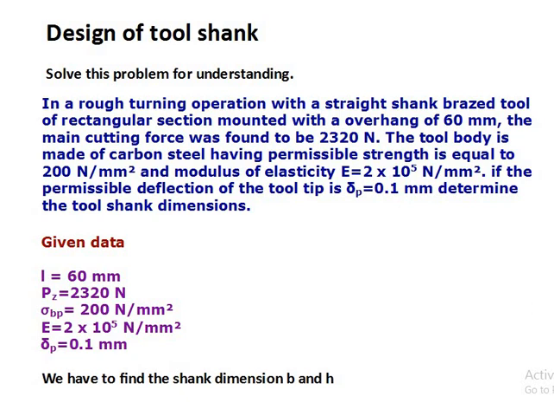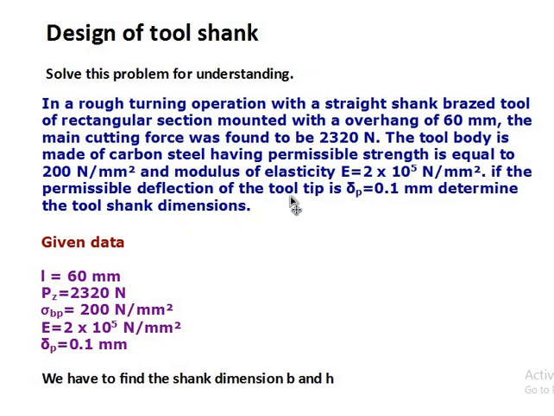If you solve this problem, you will be able to understand the design of the tool shank easily. The problem is: in a rough turning operation with a straight shank brazed tool of rectangular section mounted with an overhang of 60 millimeter, the main cutting force was found to be 2320 Newton. The tool body is made of carbon steel having permissible bending strength equal to 200 Newton per mm square and modulus of elasticity E equal to 2 into 10 power 5 Newton per mm square.